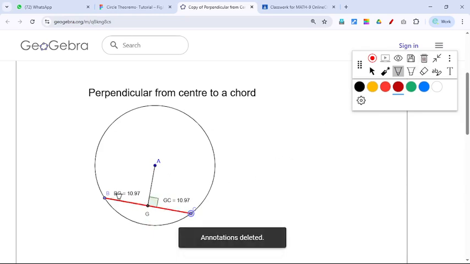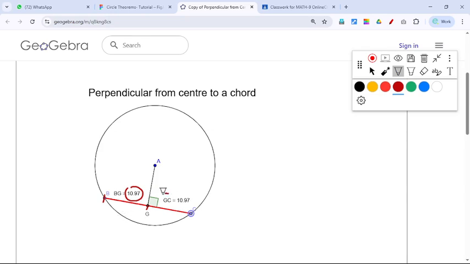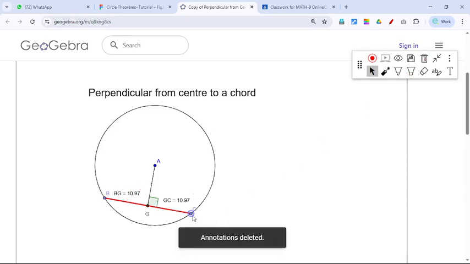If you see this part, BG is 10.97 units or centimeters. GC is also the same. That means they are equal parts, or in other words, the chord is getting bisected. Even if I change the position of the chord, for example, I change the position.